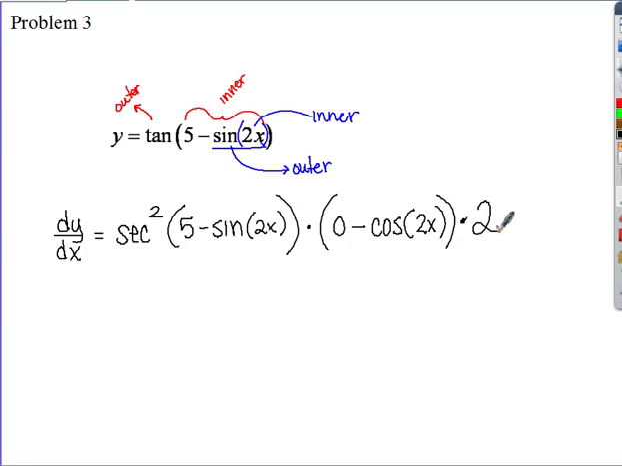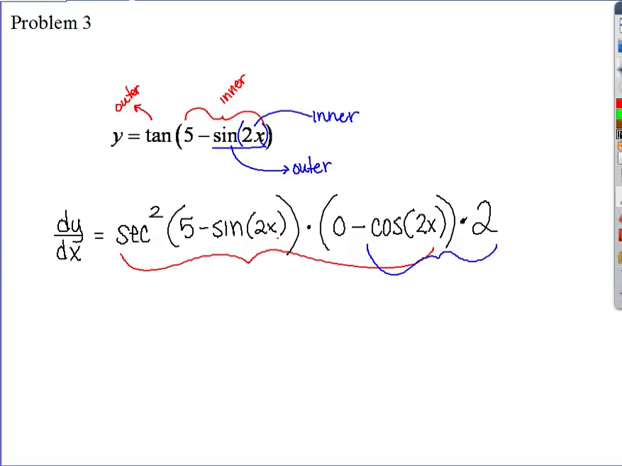So look at that. This right here was the outside, leave the inside alone, times the derivative of the inside. Then we had the derivative of the outside, leave the inside alone, times the derivative of the inside. So we did the chain rule 2 times there, really.